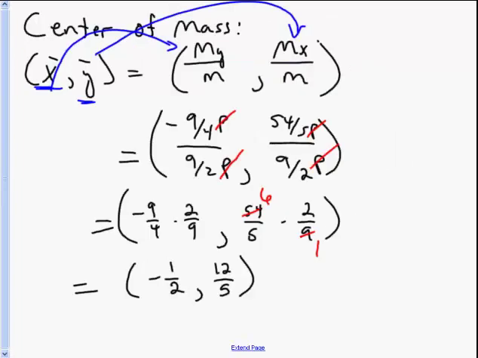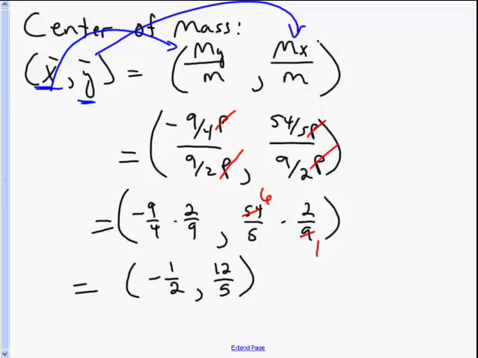And to find that center of mass, our x-bar and our y-bar, for x-bar, you have to use the moment about the y-axis, because, and think about the distances, those were our x-values, divide that by mass. And then for our center of mass for our y-value, we take the moment about the x-axis. Again, think about that, those were our y-values as far as distances were concerned, and divide that by the mass. And then if you simplify that nicely, you get down there at -1/2, 12/5.